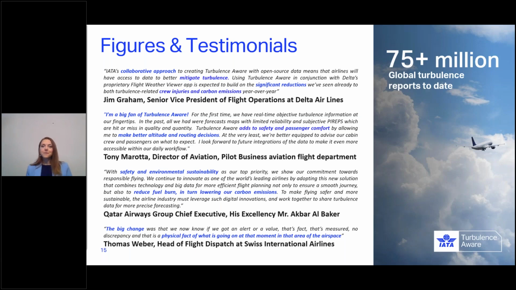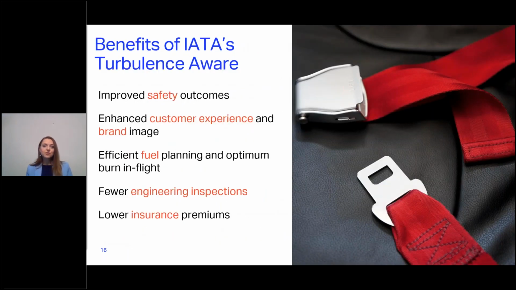And if you go to the next slide, that's really to reiterate the benefits in terms of improved safety, improved brand image and passenger experience, and most importantly, improving costs related to extra fuel burn and also reducing CO2 emissions as a result, especially these days when there is such an emphasis on sustainability. And it also helps to save costs on engineering inspections, which are mandatory if you report that you've encountered severe turbulence. So the data really helps to assess whether the impact was severe or if it was more subjective assessment. And some airlines have reported lowering insurance premiums.